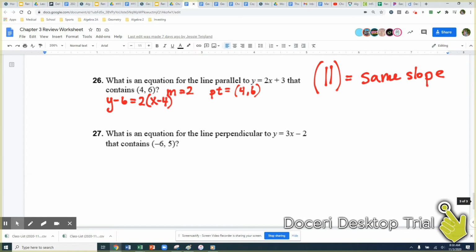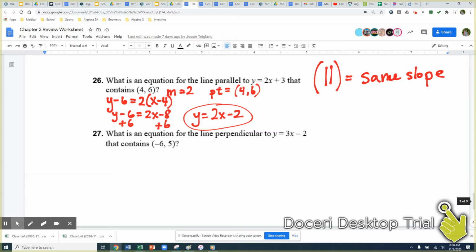Then to start changing it back to slope-intercept, it takes 2 steps. You distribute the slope, and then you're going to add the 6 over. You're going to add that y-coordinate back over. So we distribute the slope and get y minus 6 equals 2x minus 8. Add 6 over, add 6 over. We're going to get y equals 2x minus 2.